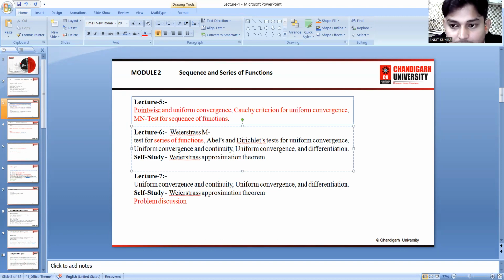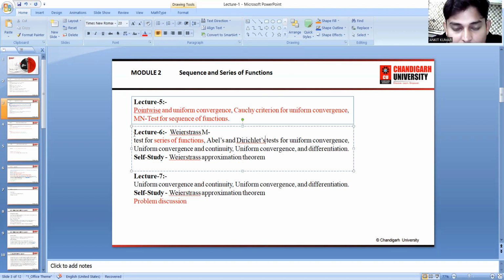So, in the first part, in lecture 5, I will discuss the sequence of functions, its limit, pointwise limit, uniform convergence, Cauchy's criterion for uniform convergence, and the M_n test. So, this is a full course on the sequence of functions and its important theorems. After that, in lecture 6.